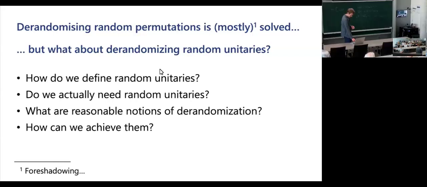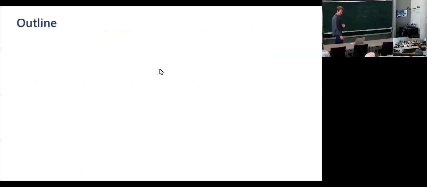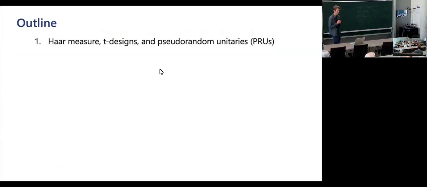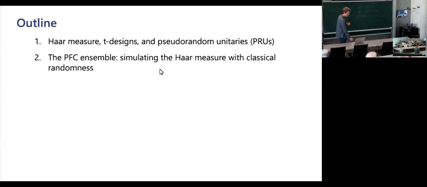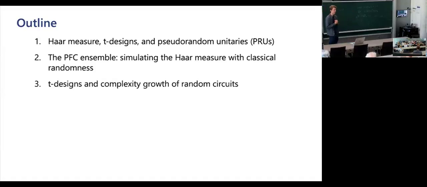Okay, I'll take that as a good sign. I'll begin by giving you the basic definitions of what is called the Haar measure, which is how we formalize uniformly random unitaries, T designs, which are the quantum analog, or unitary analog, of T-wise independence, and pseudorandom unitaries, which are like pseudorandom permutations. Then I'll introduce this object that we call the PFC ensemble, which is basically an extremely good T design. And then we'll derandomize this PFC ensemble using classical results. These two steps are from the first paper from the starting slide.